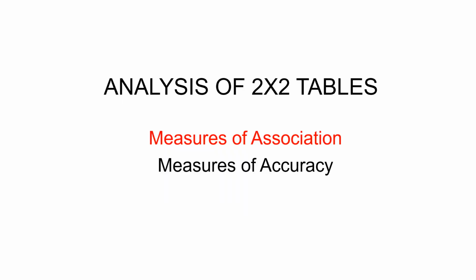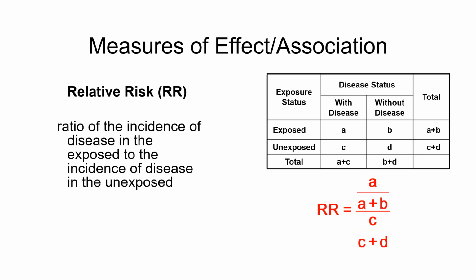We now go to measures of association in the analysis of contingency tables. The risk ratio or relative risk is the measure of association for cohort study designs. It is the ratio of the incidence of disease among exposed relative to the incidence of disease among those not exposed.